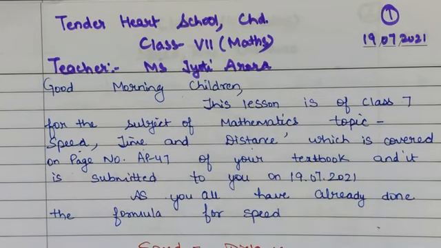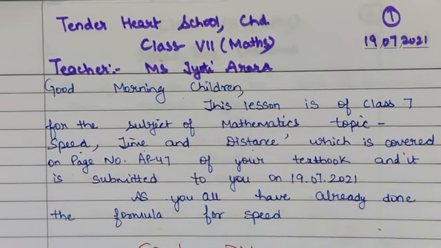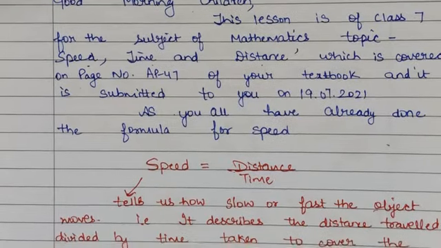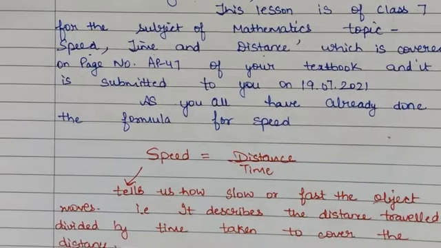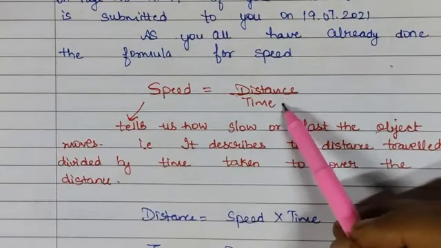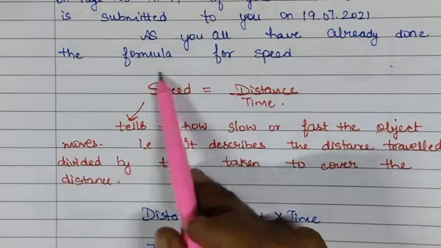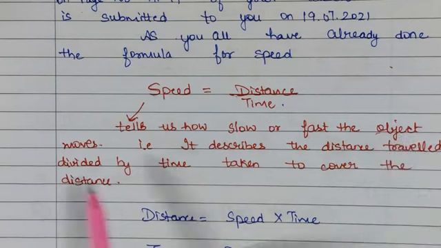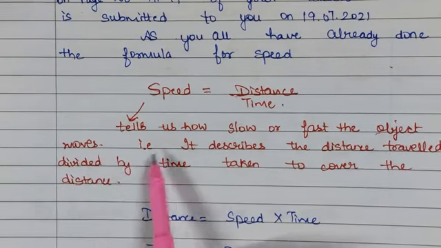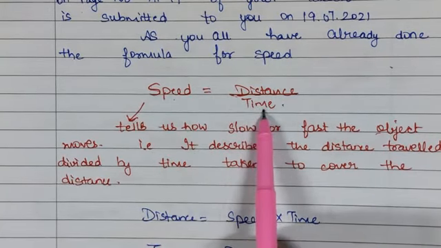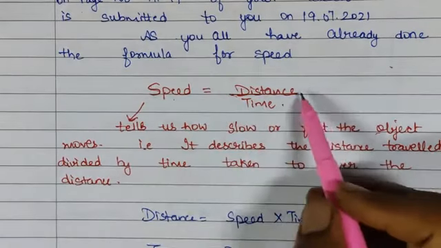Students, as you have already done the formula for speed in physics also, that is, speed is equal to distance upon time. This speed tells us how slow or how fast the object moves. That is, it describes the distance traveled divided by the time taken to cover that distance.